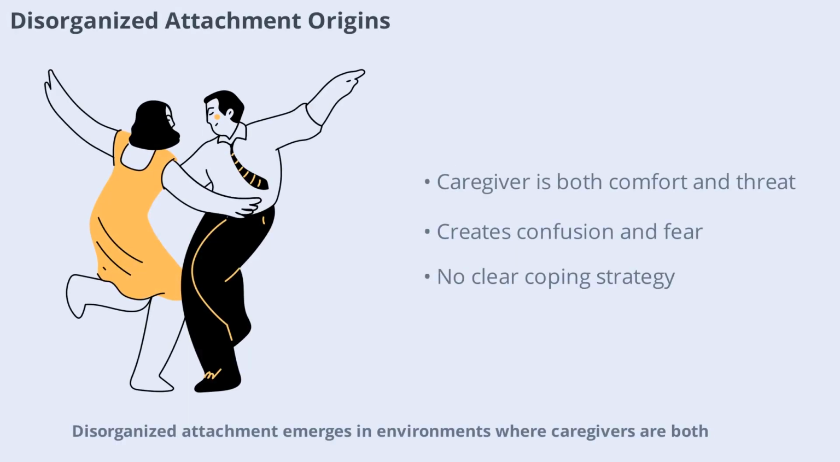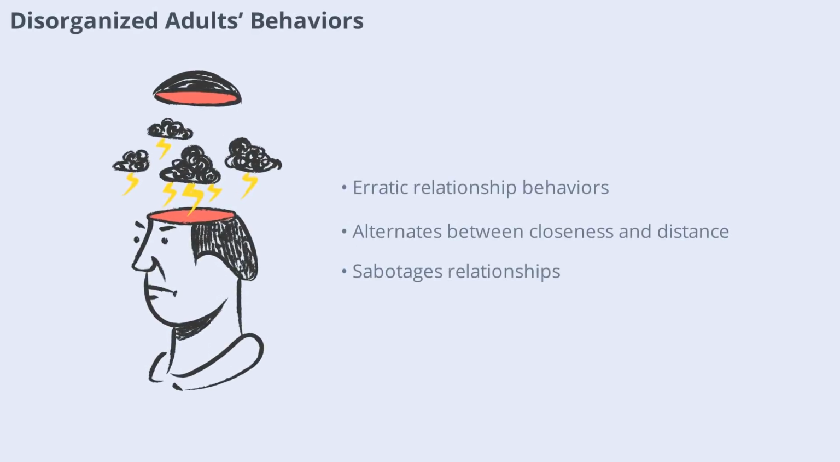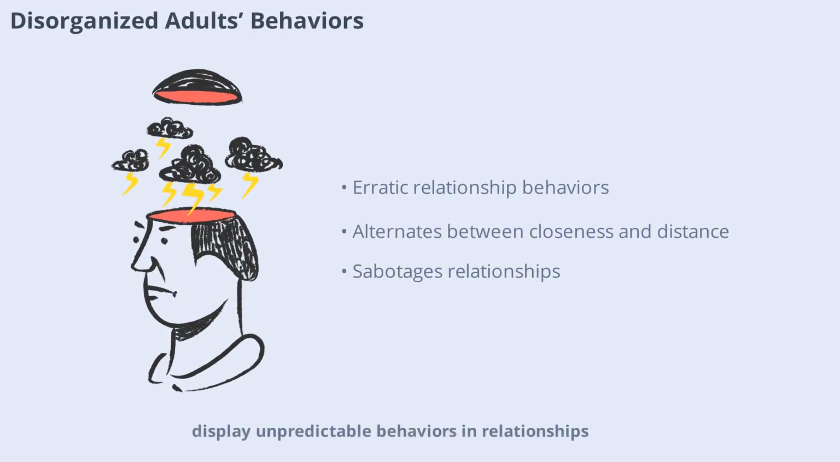Disorganized attachment emerges in environments where caregivers are both a source of comfort and a source of fear. Children in these situations experience confusion, not knowing whether to approach or avoid their caregiver. This unpredictability leads to a lack of clear coping strategies, resulting in erratic behaviors and emotional turmoil that can persist into adulthood. Adults with disorganized attachment often display unpredictable behaviors in relationships.